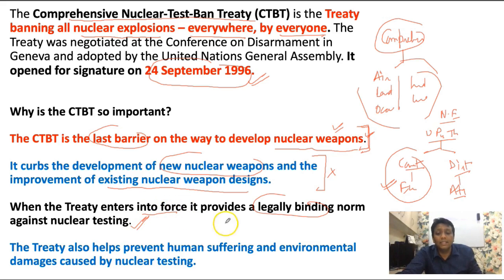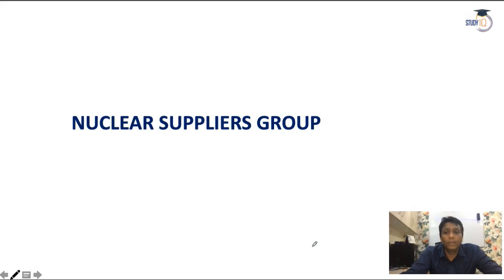And another thing, guys, it will not only try to save humans, apart from this, it will also try to protect against environmental damage. Here most people can get confused: how is environmental damage considered with the CTBT? But you should know that environmental consideration is also under the CTBT. So we will save the lives of human beings, and apart from this we will also try to save the environment. Now the next topic is the Nuclear Suppliers Group.